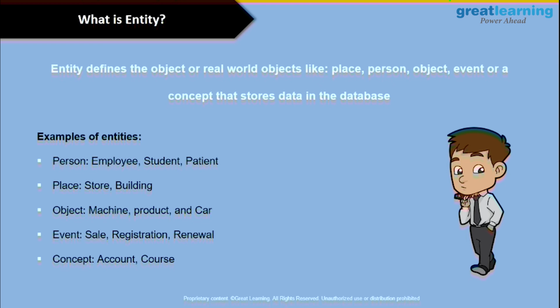For the case of events, sale, registration, renewal will be your entities. And concepts like account, course will be your entities. So your entity will be like a place, person or an object, right? When you make a student table, under that there will be lots of attributes, so your table name will be your entity, right? I hope it clears your doubt about what is an entity.